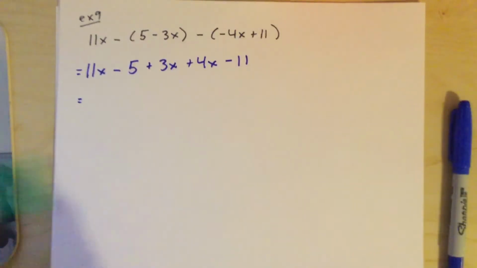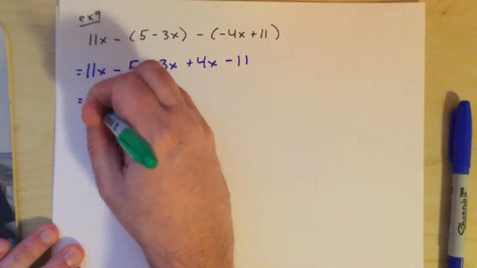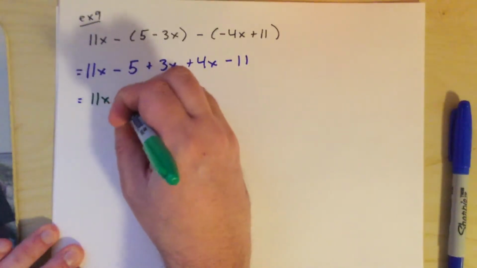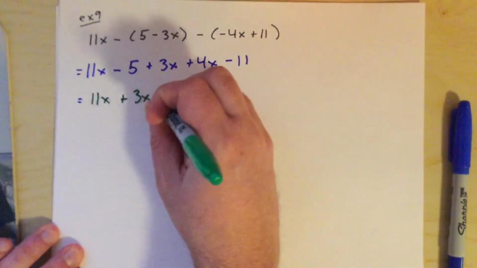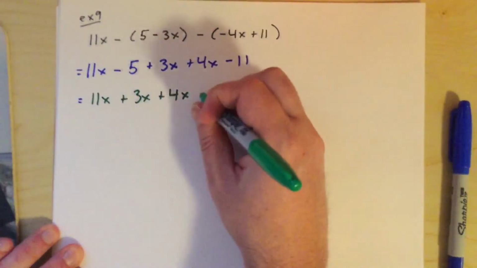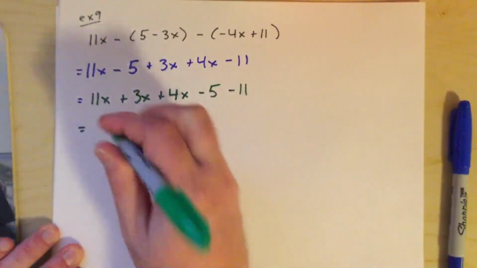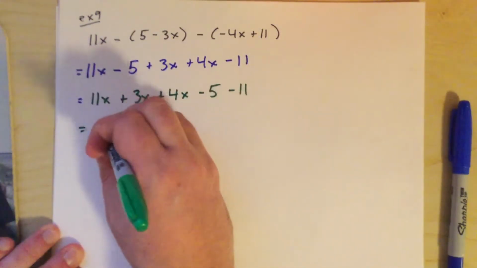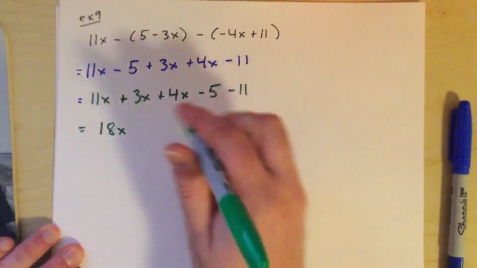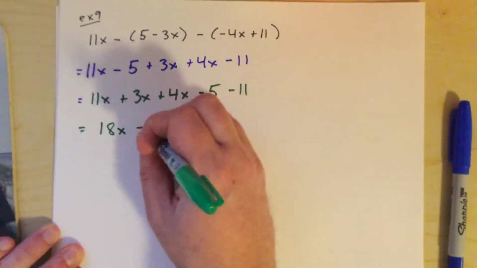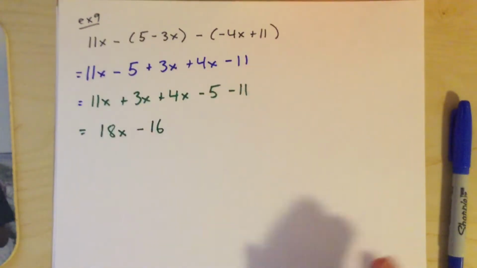So that's going to be 11x plus 3x plus 4x minus 5 minus 11. 11 plus 3 is 14, plus 4 is 18x. Negative 5 minus 11 is negative 16. That actually wasn't too shabby. Okay.